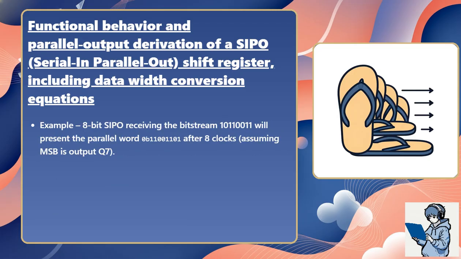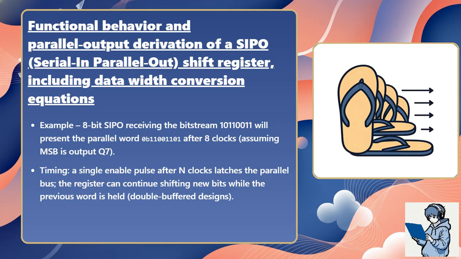Example: an 8-bit SIPO receiving the bitstream 10110011 will present the parallel word 0b11001101 after 8 clocks, assuming MSB is output Q7. Timing: a single enable pulse after n clocks latches the parallel bus. The register can continue shifting new bits while the previous word is held, in double-buffered designs.